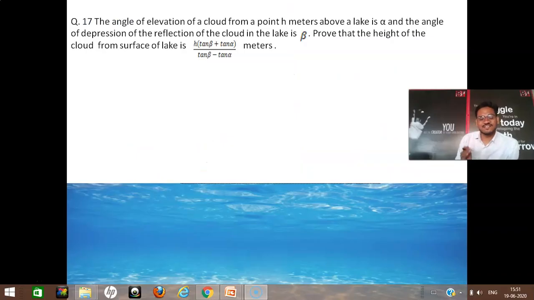Now this is again a fantastic question. See, the angle of elevation of a cloud from a point h meters above a lake is alpha, and the angle of depression of the reflection of the cloud in the lake is beta. Prove that the height of the cloud from the surface of lake is this. See students, in this question this denotes the surface of lake. Now from a point h meters above the lake.